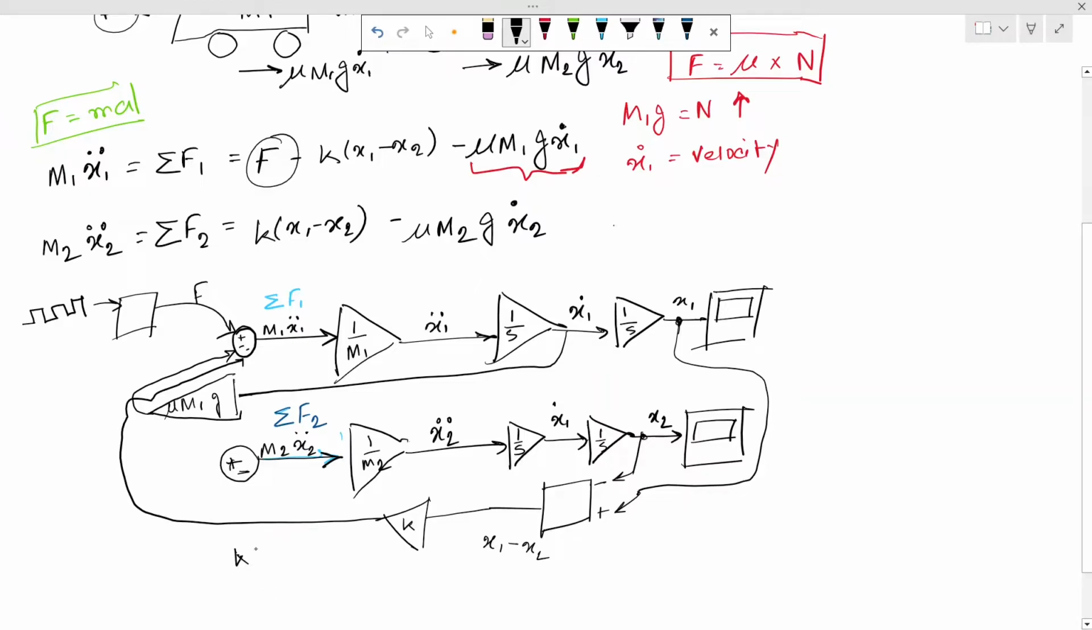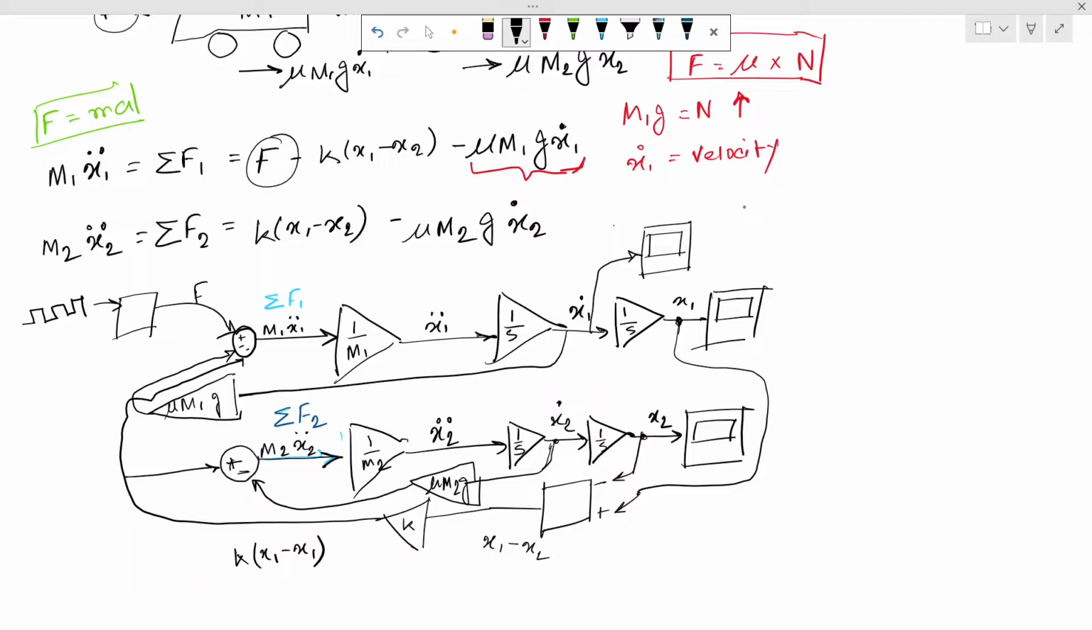So this here is k into x1 minus x2, and I need this in the system too, so I will add this in here, and for minus I need to subtract this. I need this x2 dot and multiply with mu m2 g and subtract it from here. So this is basically the Simulink model. It is quite messy, but I will elaborate it much better in the Simulink window. From here I will take a scope. This scope will show us the velocity profile.